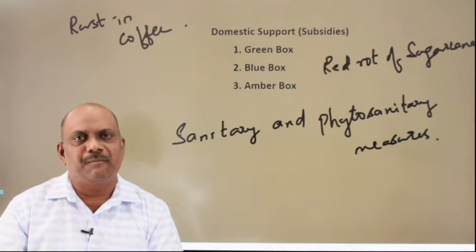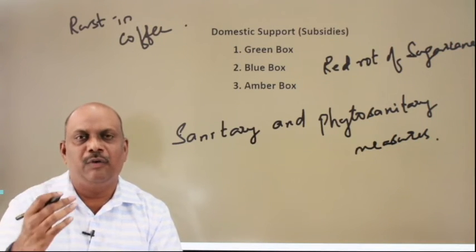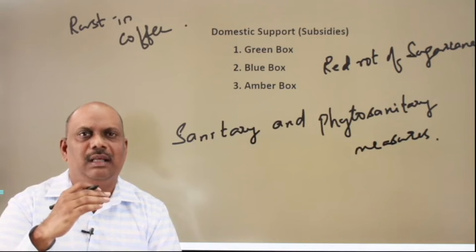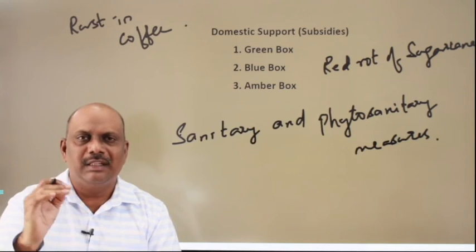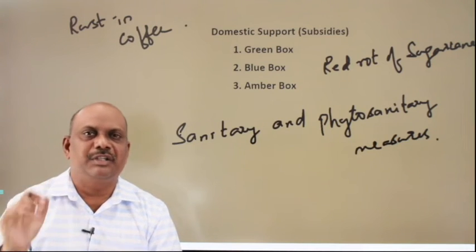agricultural products. So every member country prescribes that if they want to import a particular agricultural commodity from a particular country, they'll prescribe: your crop should be free from these following diseases and pests.